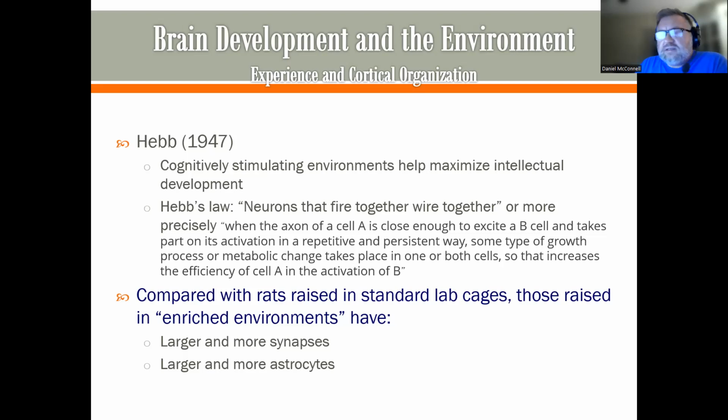So if cell B is the postsynaptic neuron, maybe it's going to grow more dendrites or dendritic spines. And then within new dendritic spines, it's going to grow more receptors, more ion channels, right? Likewise, neuron A, the presynaptic neuron, might experience metabolic changes that cause its axons to branch out a little bit further to stimulate these extra dendritic spines that form on the postsynaptic neuron.